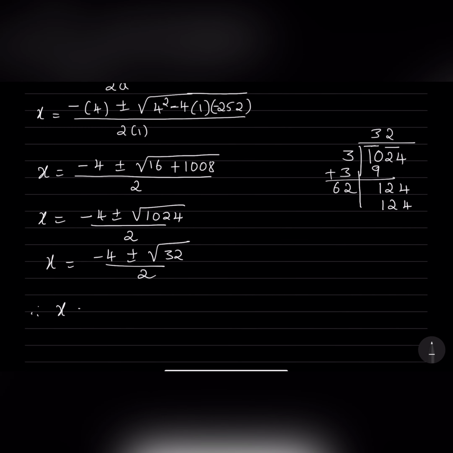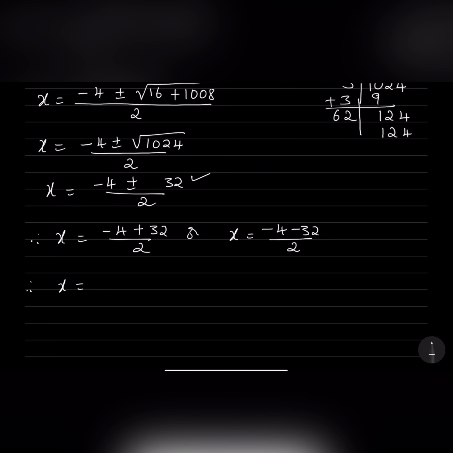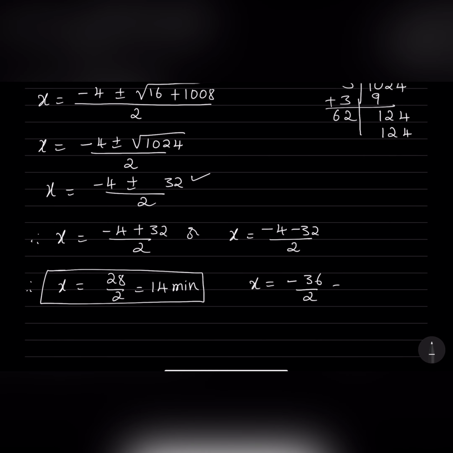So x will be equal to minus 4 plus or minus, sorry, square root we have already taken, so it should be 32, not square root of 32. Minus 4 plus 32 by 2, or x will be equal to minus 4 minus 32 by 2. Therefore, x is equal to 28 by 2, that is 14 minutes. And the other one, x is equal to minus 36 by 2, that is minus 18 minutes. So, time cannot be negative. This is ruled out. Therefore, the answer is 14 minutes.